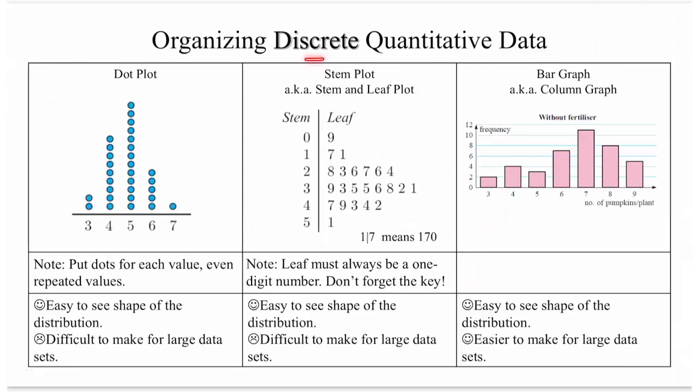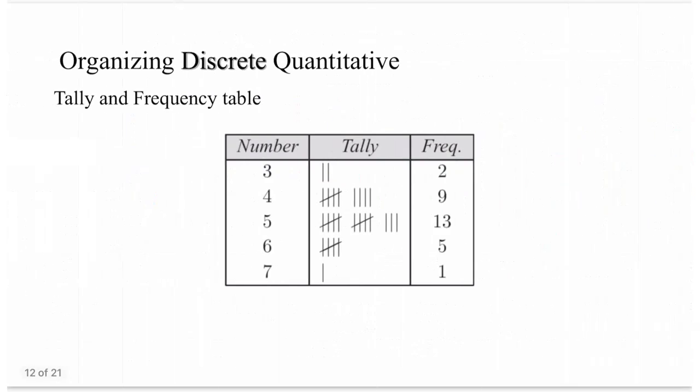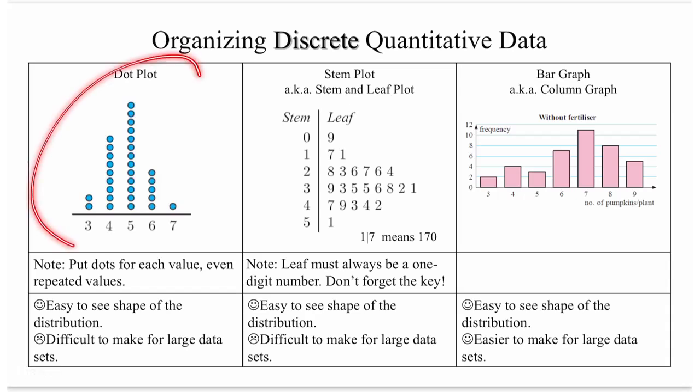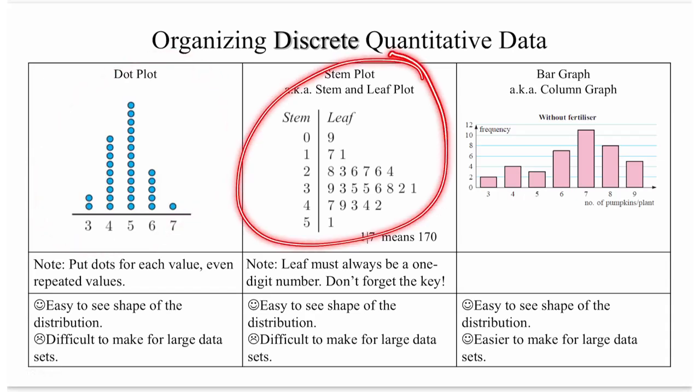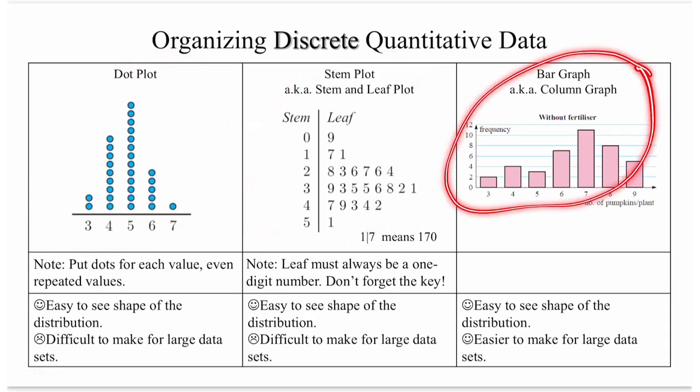So for organizing discrete quantitative data, in addition to doing your tally and frequency table, you can also do a dot plot, a stem plot, sometimes called a stem and leaf plot, or you can also do another bar graph or a column graph.